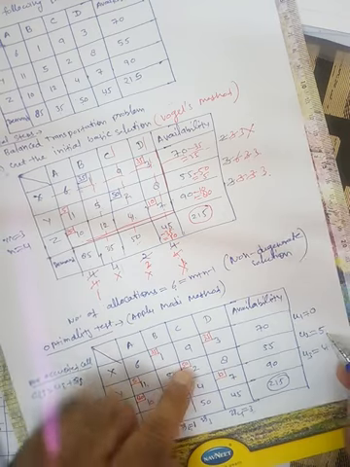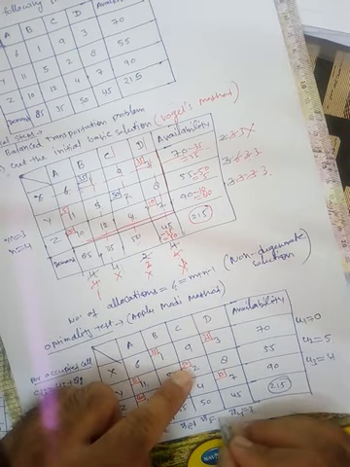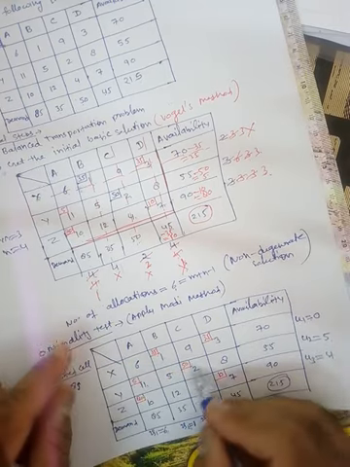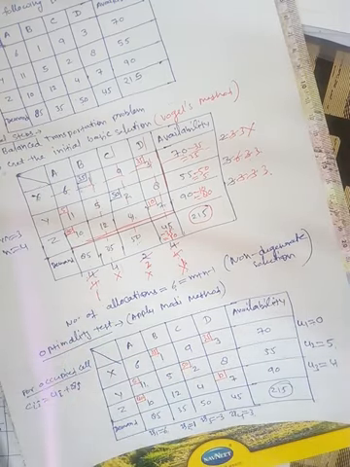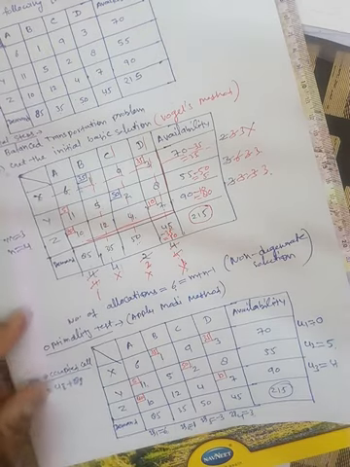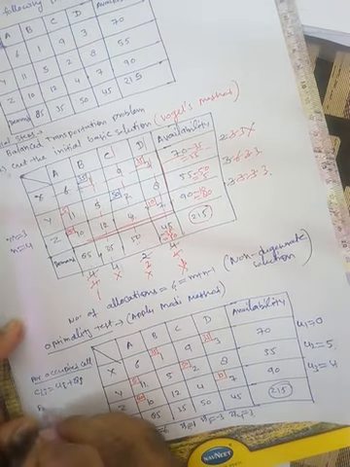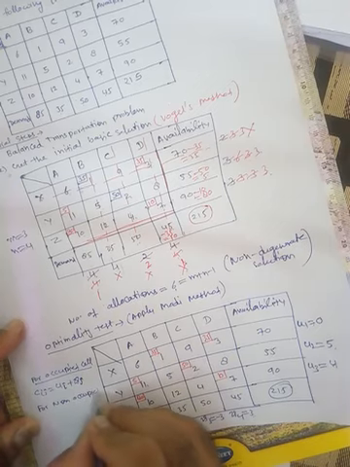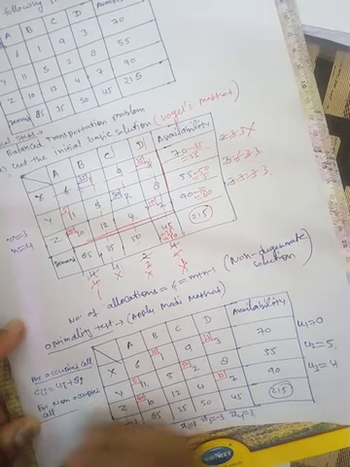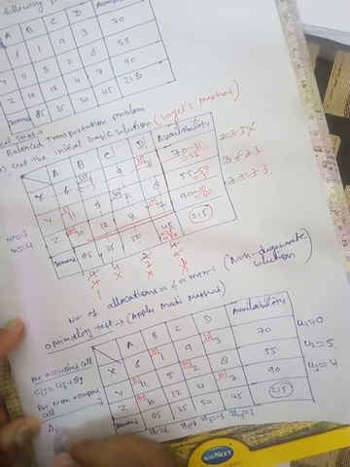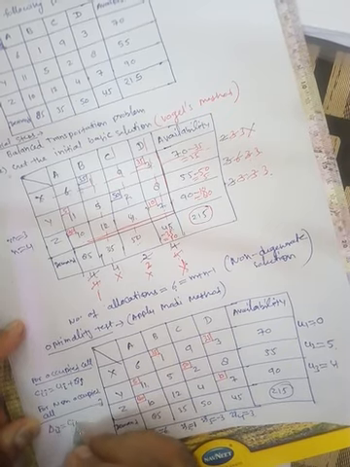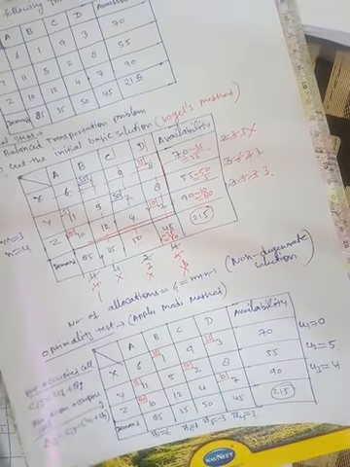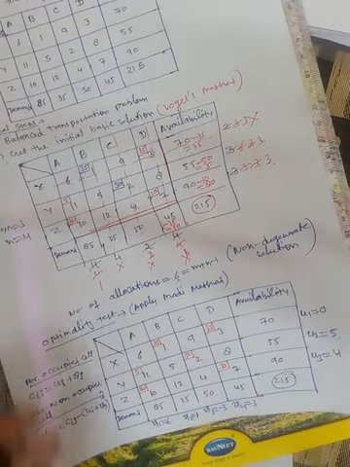Similarly here is 5, here should be minus 3. Minus 3 plus 5 is equal to 2, so this is 2. So now you have computed all these values. Now find delta ij for non-occupied cell. For non-occupied cell, find delta ij, which is equal to Cij minus Ui plus Vj. This is for non-occupied cell.